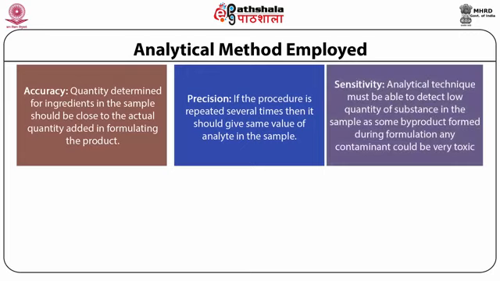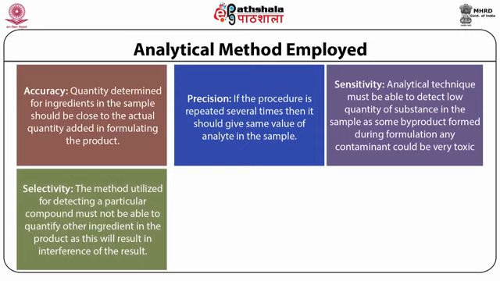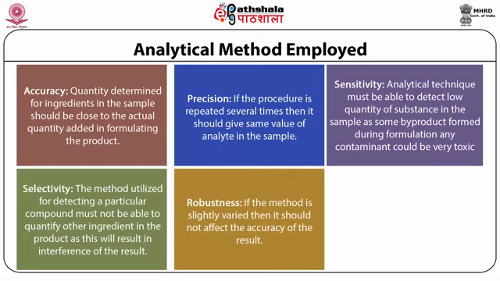Sensitivity: the analytical technique must be able to detect low quantities of substance in the sample, as some byproduct formed during formulation or any contaminant could be very toxic. Selectivity: the method utilized for detecting a particular compound must not quantify other ingredients in the product, as this will result in interference in the result. Robustness: if the method is slightly varied, it should not affect the accuracy of the result.